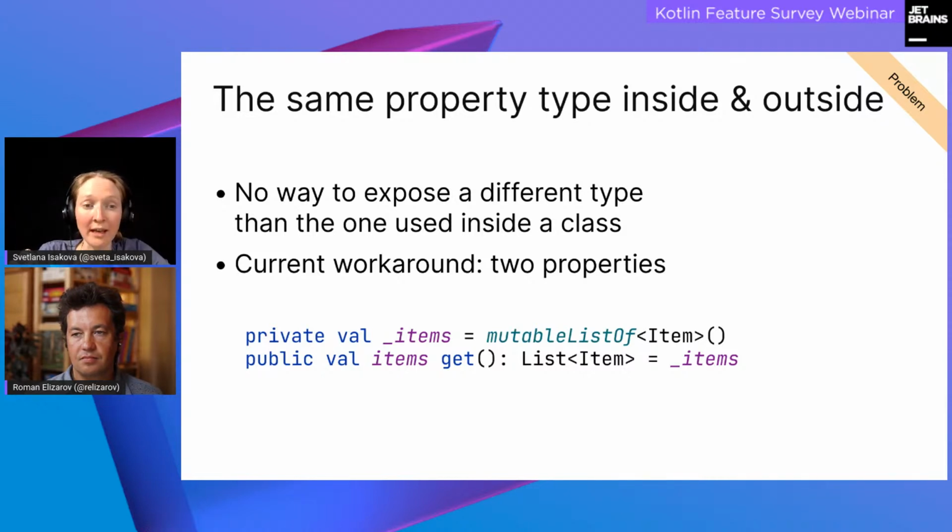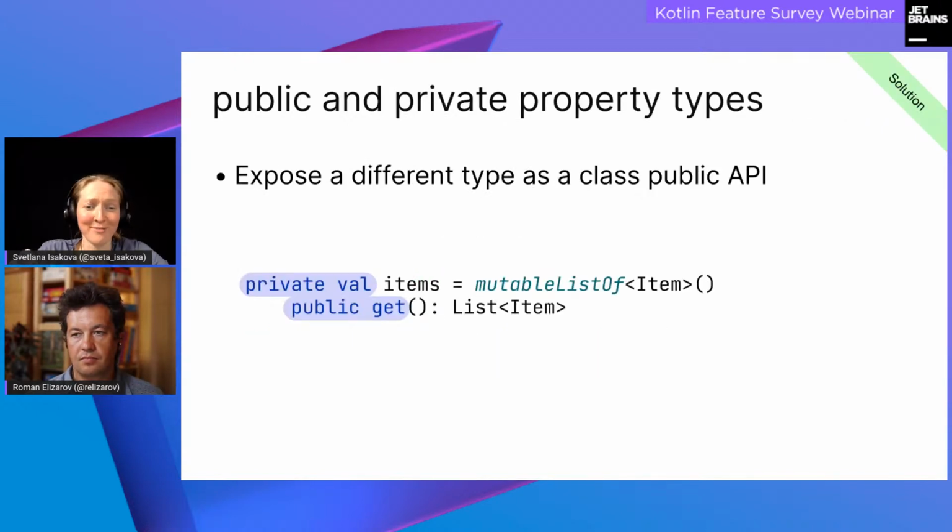The problem is that you can't specify different property types to be used inside a class and as a public API. There is no syntax for this. The current workaround that many people use is to define two properties. The first one is public, and returns, for instance, a read-only list. The second one is private, and stores a mutable list inside, and they are basically just one property. So the public one with a getter just changes the type of the property. And the question is, why not do it in one line?